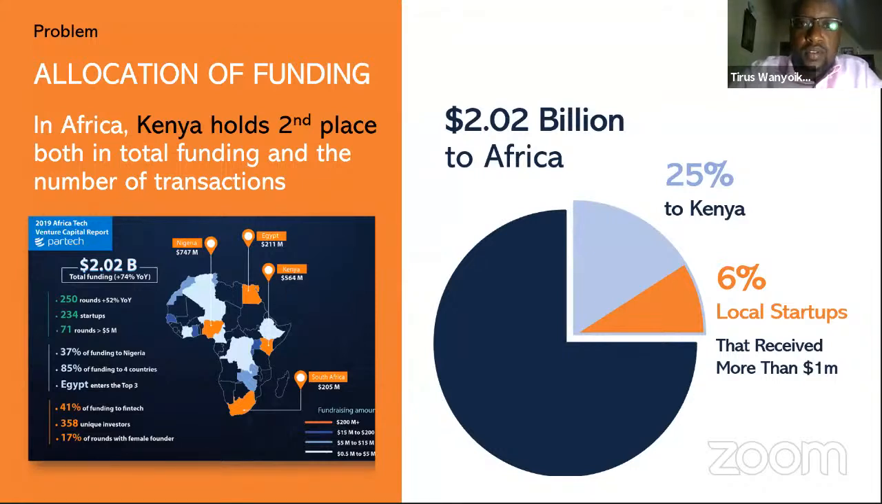Now, last year alone, we had roughly 2 billion worth of VC capital that came to Africa. 25% of this came to Kenya, which is the largest economy in East Africa. Interestingly, only 6% of local startups were able to receive funding above 1 million. This exposed a very worrying state in that we have startups that are organically grown in this particular region, but are not well structured to be able to take advantage of this VC capital that is flowing in the region.